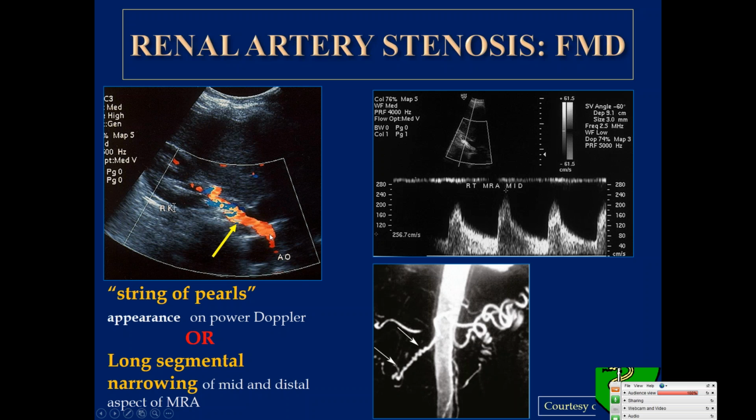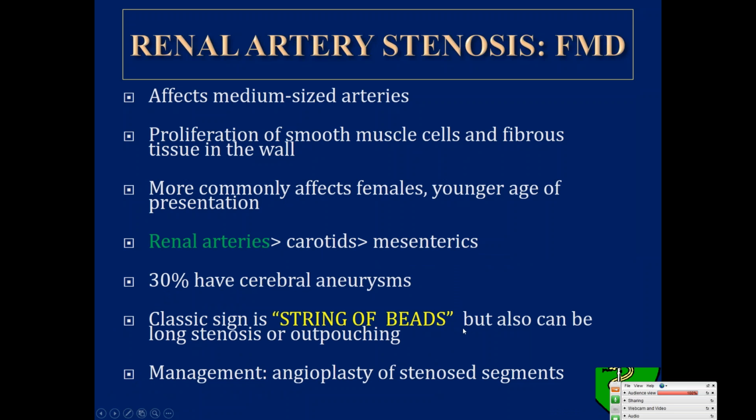The origin is all normal, because renal artery stenosis that is due to atherosclerotic disease will have a problem in the origin. With FMD, the patients usually will have a problem somewhere more distally to the origin. And correlative imaging demonstrates also corkscrew appearance or string of pearls appearance on other cross-sectional imaging.